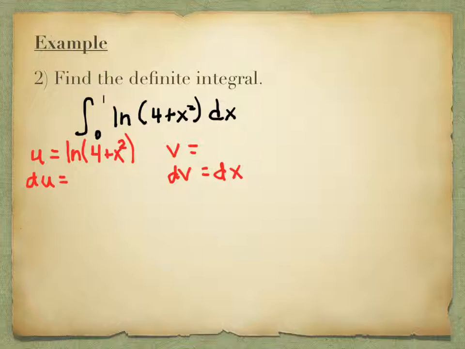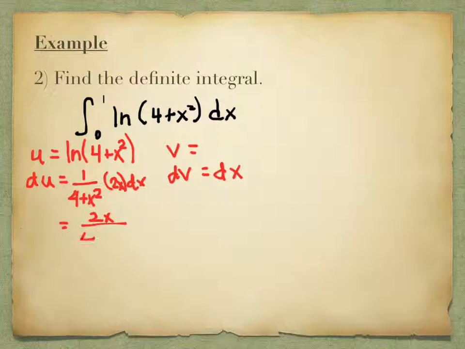What's the derivative of the natural log of 4 plus x squared? How do you do that? 1 over, good, 4 plus x squared. Not yet. Times 2x. And then my dx. So I'll take a step here just to rewrite this. So this would be 2x over 4 plus x squared, right?